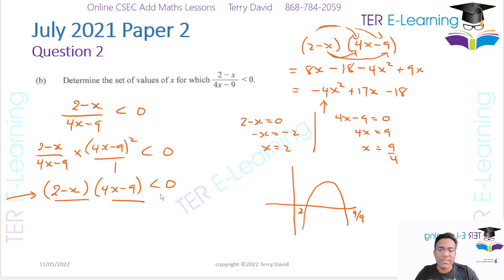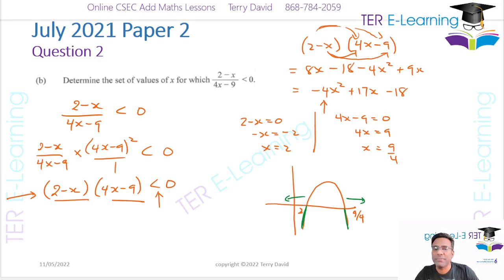Now, based on the sign here, we are looking for less than. So you're asking yourself which part of the curve is less than my x-axis. So we're looking at this region here and this region here. So therefore the solution should be any value of x going this way and any value of x going this way.